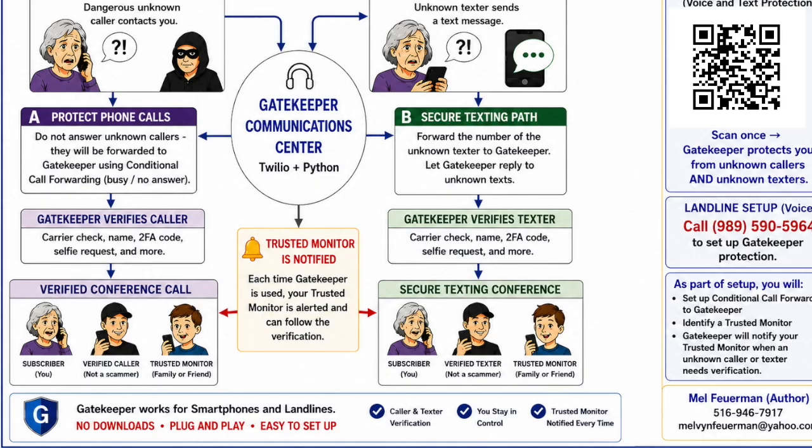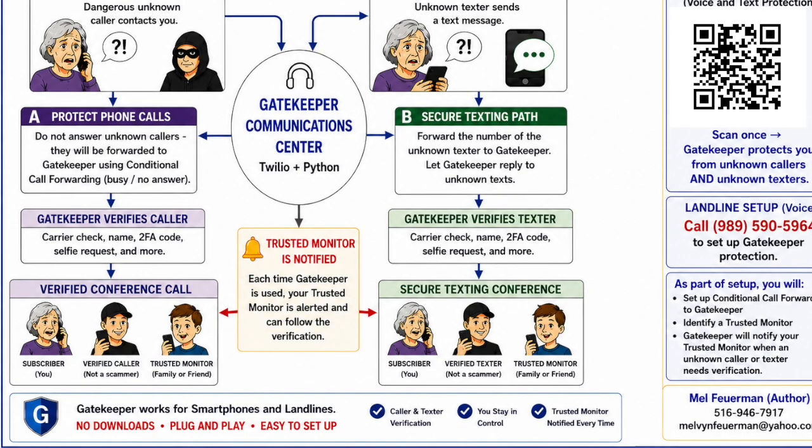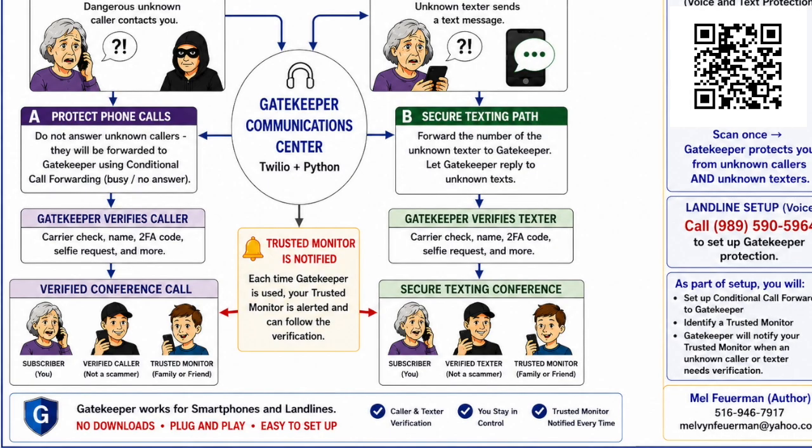Once Gatekeeper gets that unknown texter's number, it verifies them, kind of like with calls. It might check if their number is legit, or if needed, it can ask them for a verification step, like a code or name. Once Gatekeeper is confident they're not a scammer, it lets you text back and forth securely. Actually, for an unknown texter, Gatekeeper always checks the carrier data and always sends a two-factor code.